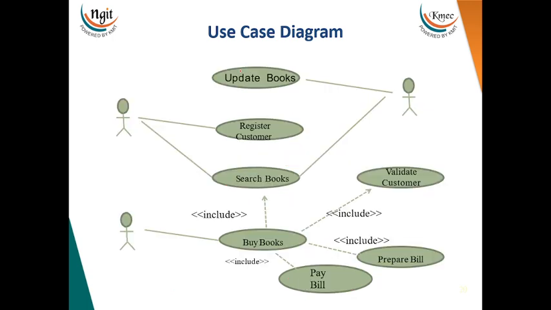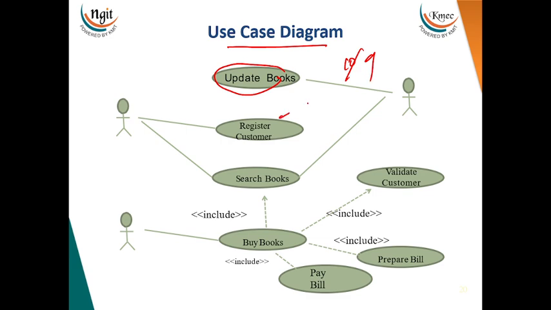And this is your use case diagram example. This is the external entity. Register customer, search for a book. One more, buy a book. An actor can include buying a book. First, search a book. If it is there, then it is a valid customer. We include preparing bill, pay bill. And the admin, if this book is bought, then updates the book record. If there are 10 books, it will be updated to 9.